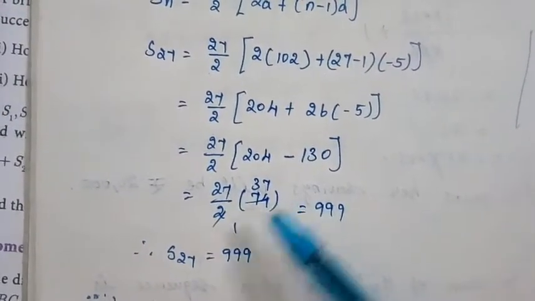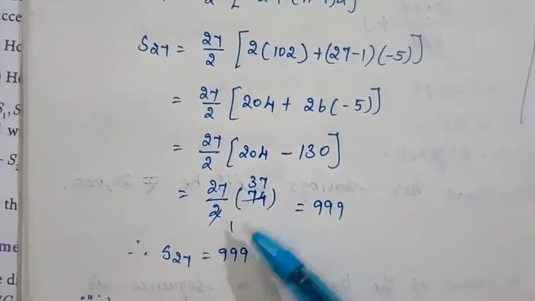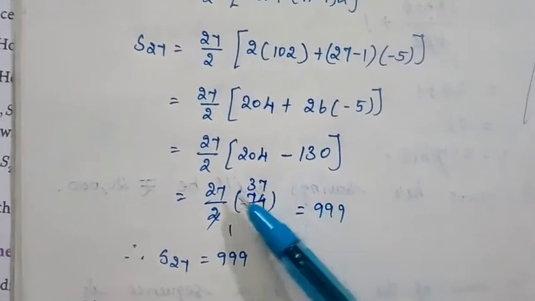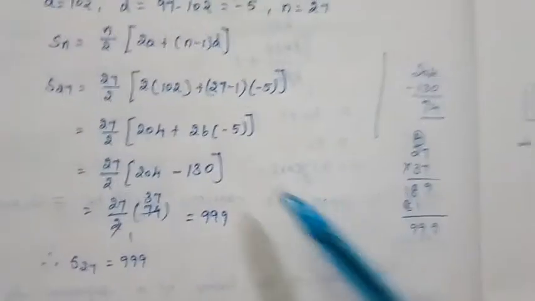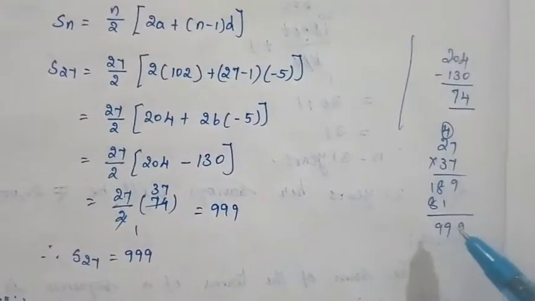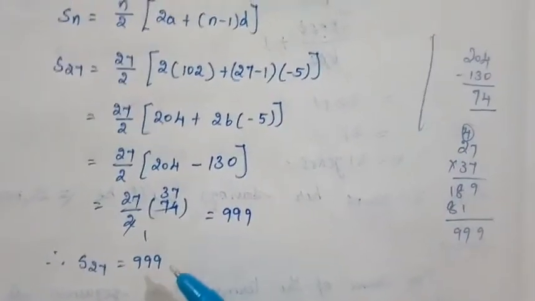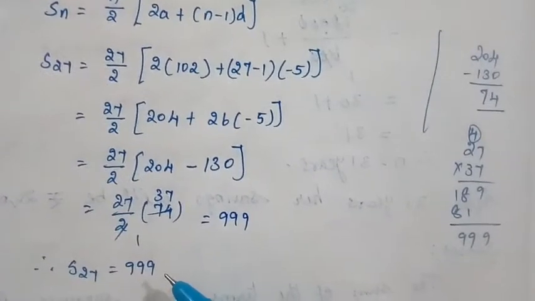27 by 2 into 74. Cancelling is possible, 1 2 is 2, here 37 times. You have to multiply these two, and you get 999. So S27 equal to 999.